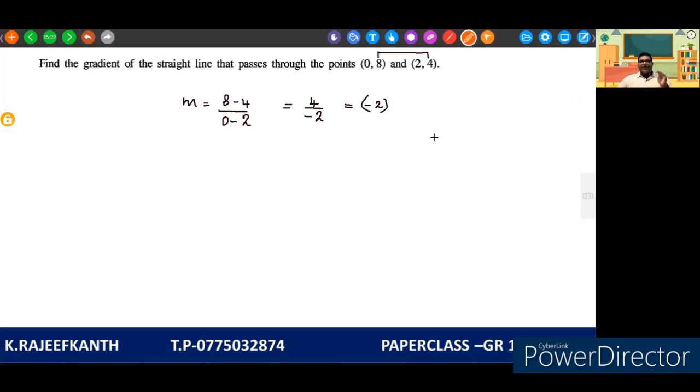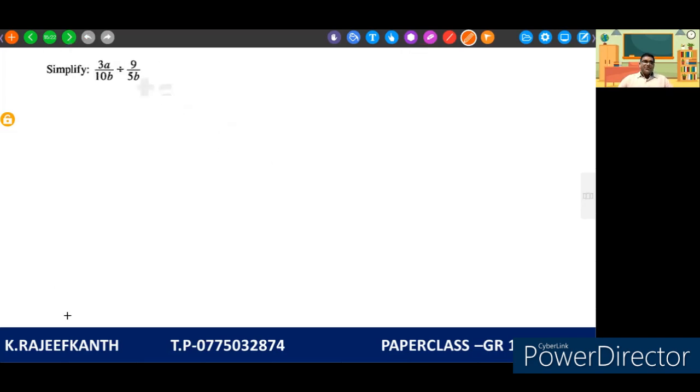Here they are asking only the gradient of this straight line. So here they have given the 2 points. If they have given the 2 points, then we can find the gradient, because gradient is equal to difference of y coordinates over difference of x coordinates. Then next one.